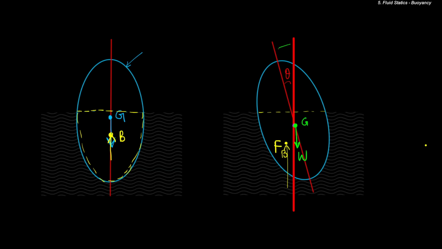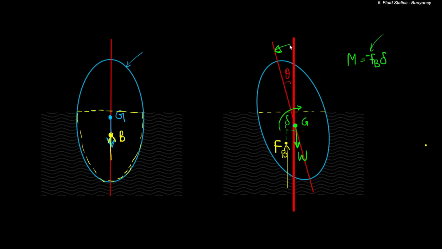So upon inducing a counterclockwise tilt, what happens? Let us look at the net moment. Let us take the moment about point G. So about point G, the net moment will be this moment arm multiplied by the force. Let me call this as delta. So the net moment will be Fb times delta, but the direction of this moment is clockwise. So it will be minus Fb times delta. So this minus is due to the sign convention.